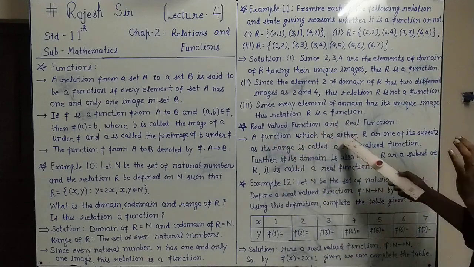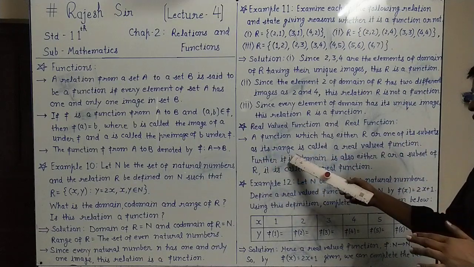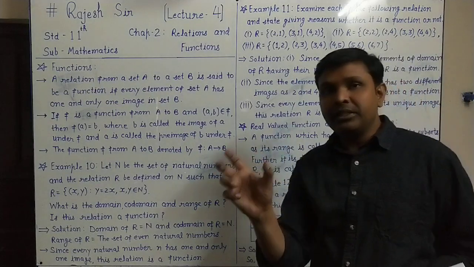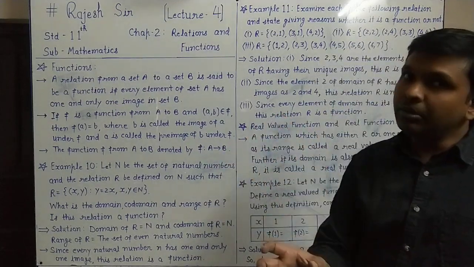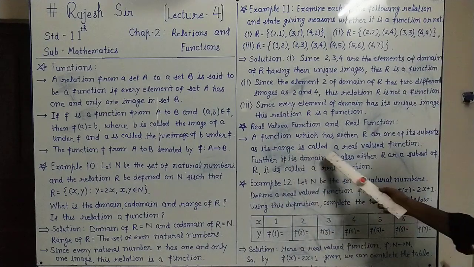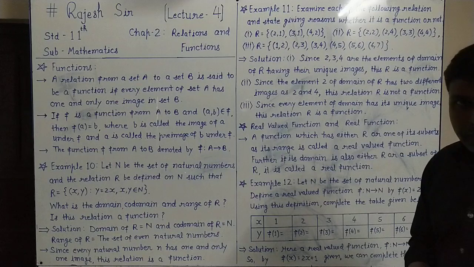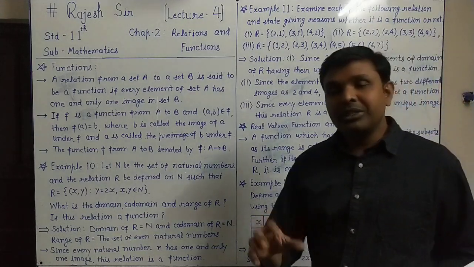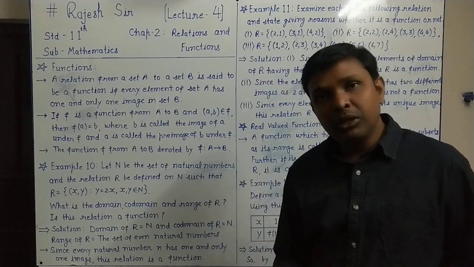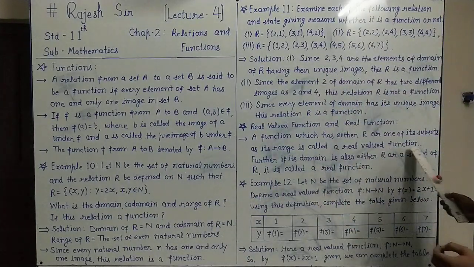A function which has either R or one of its subsets as its range. If we have the function defined and you see the range is a real number or any subset of the real numbers R, then this type of function is called a real valued function. For a real valued function, we have to see its range, and its range must be a real number or a subset of real numbers.